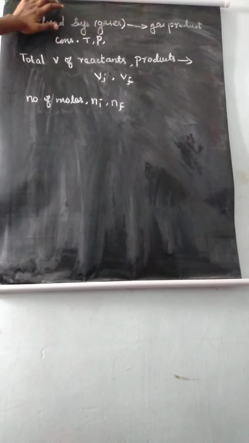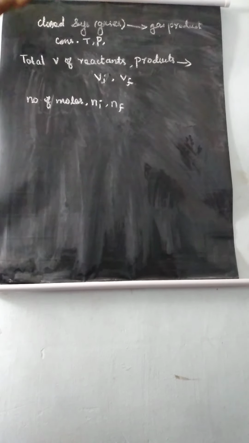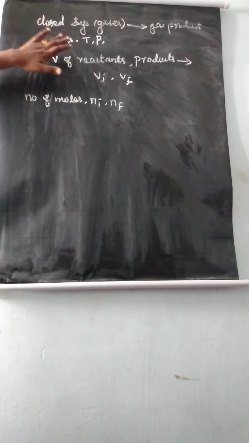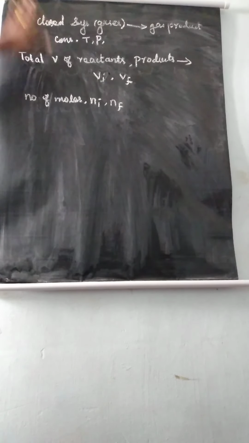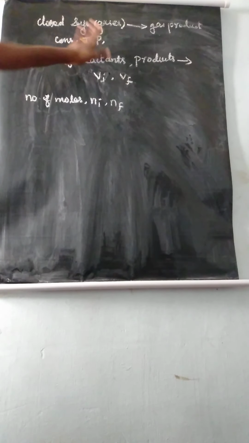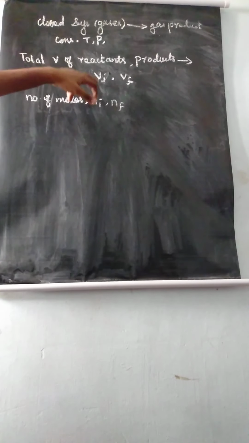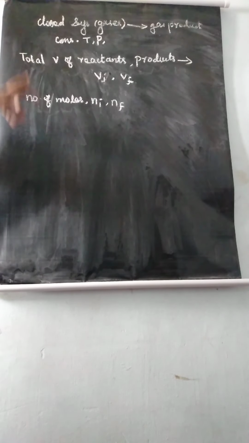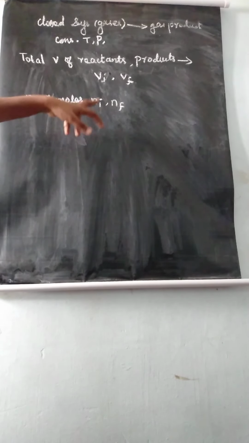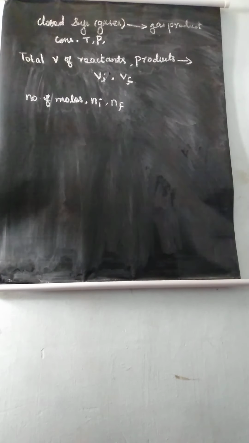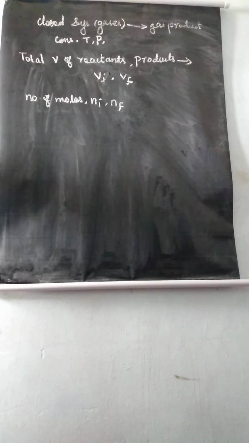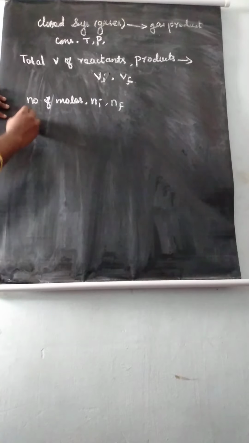Listen, consider a closed system in which temperature and pressure are constant. The volume of reactants and products is Vi and Vf, and the number of moles of reactants and products is Ni and Nf. Understand? Now listen. Consider the ideal gas equation.